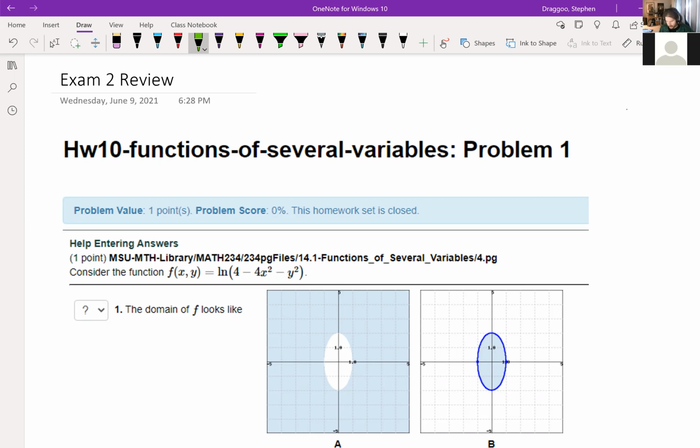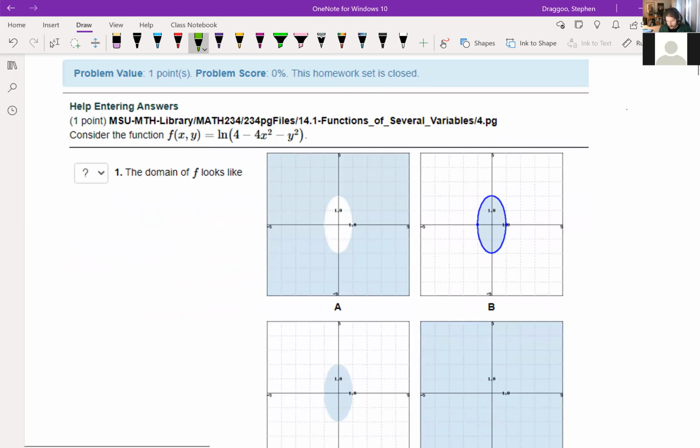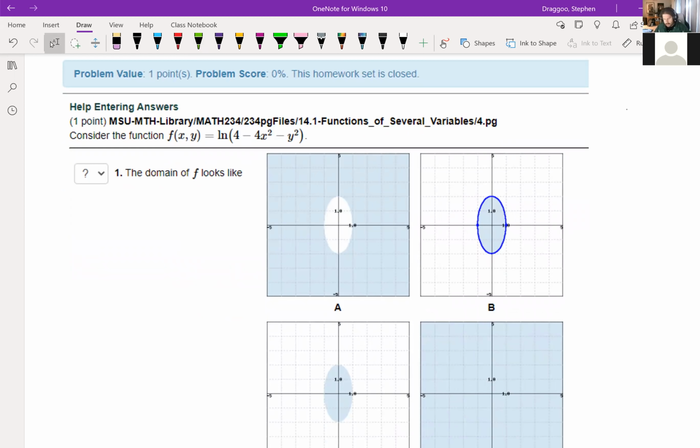First question, going back to section 14.1, we've got a function of x and y that's the natural log of 4 minus 4x squared minus y squared. We want to figure out what the domain of this thing is going to look like. And so we'll solve this both algebraically and then also finding a graph of what our domain is going to look like. So in this case, our domain is going to be some projection onto the xy plane, while the range of this function is going to be the z value. So z is going to be the up and down, x and y both are part of our domain.